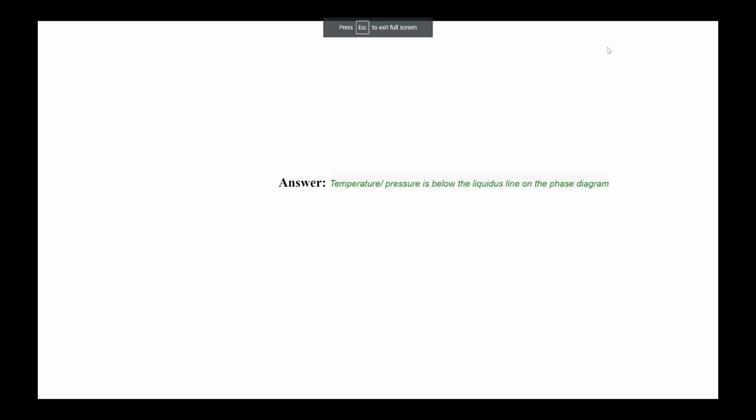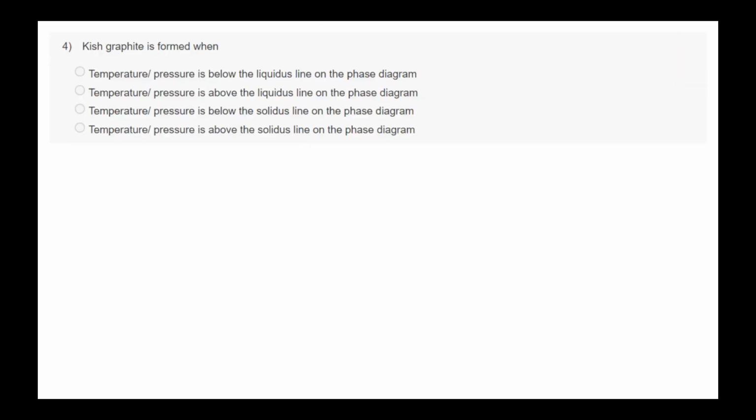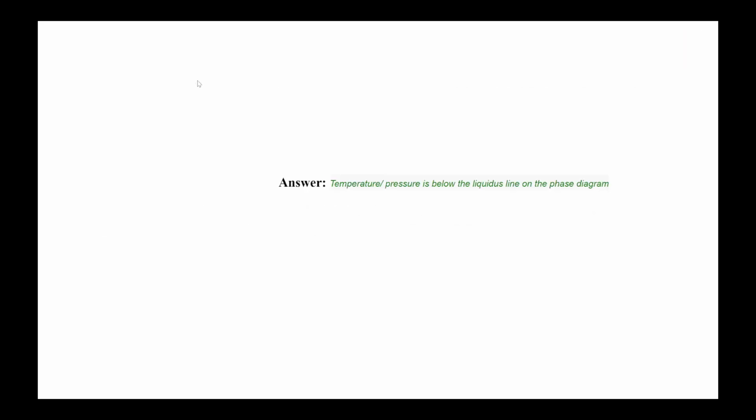So as you can see, the answer is temperature or pressure is below the liquidus line on the phase diagram, where your Kish graphite will form. So below the liquidus line is the answer, A.